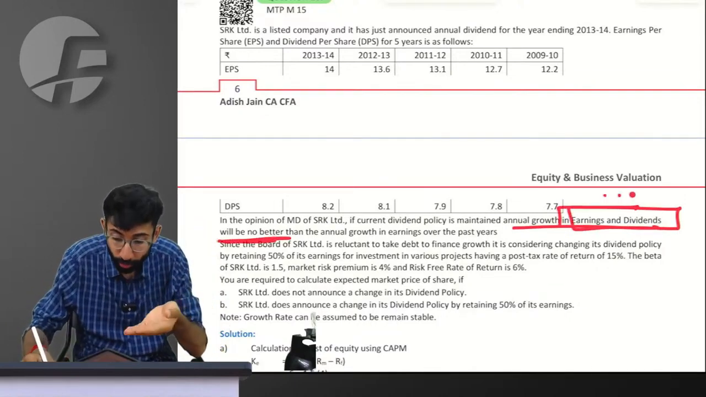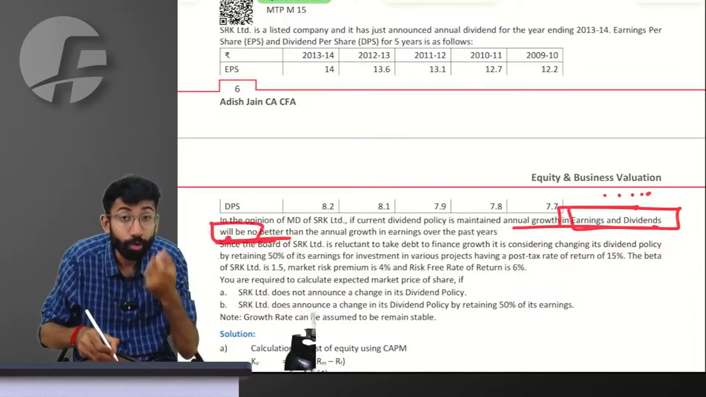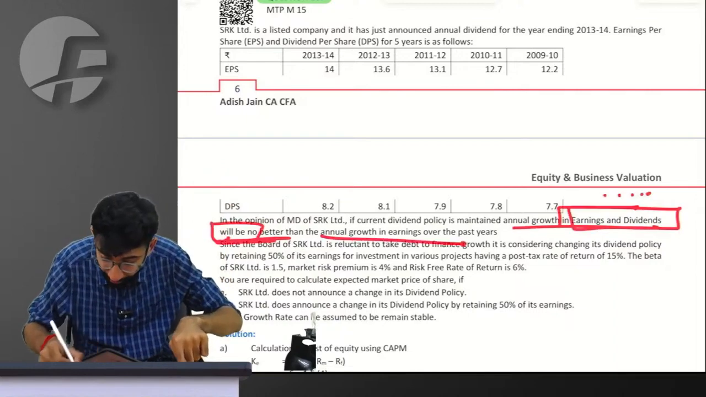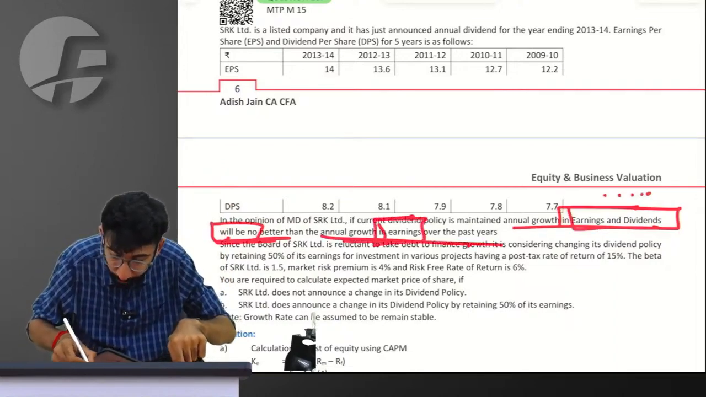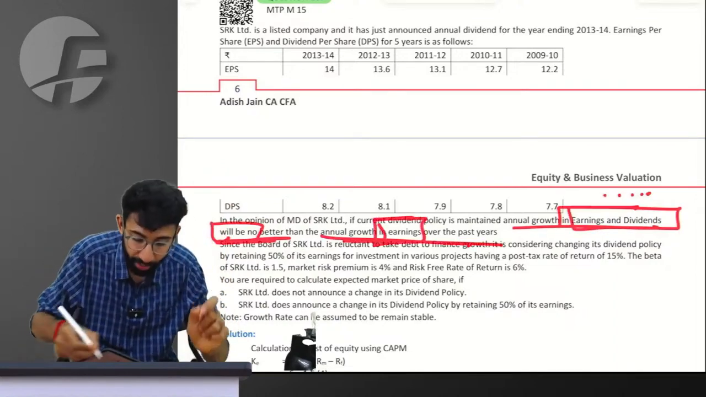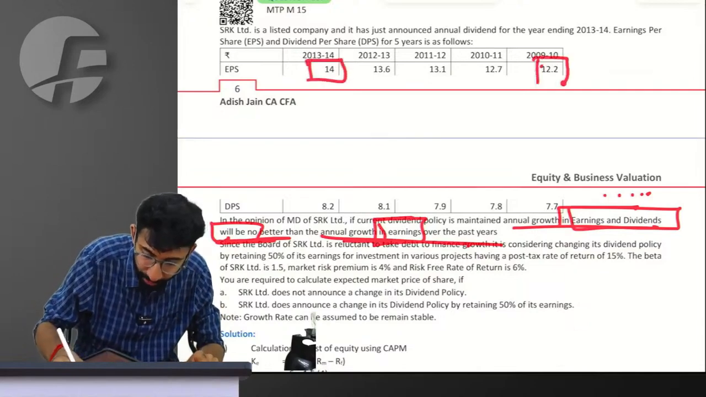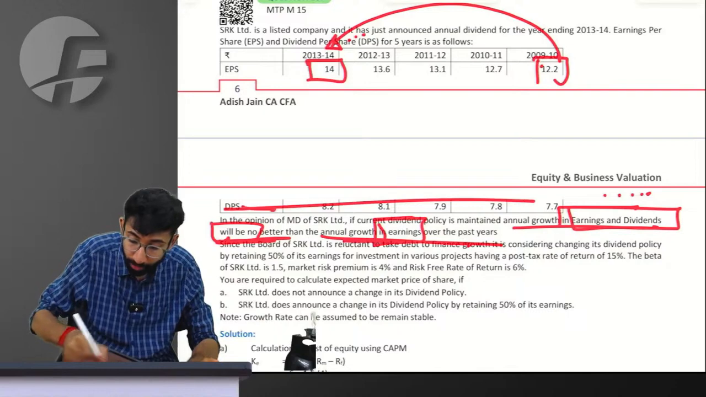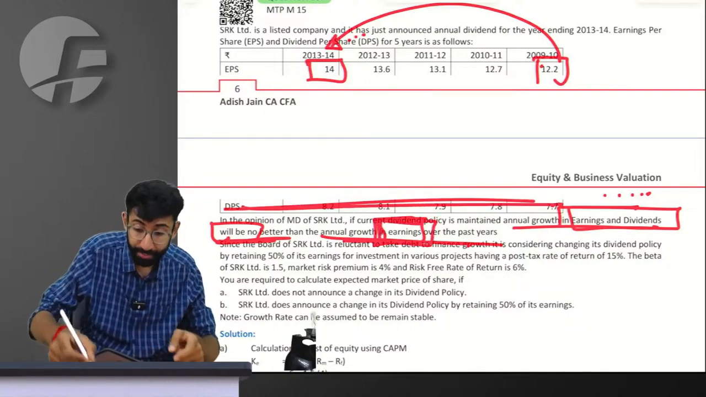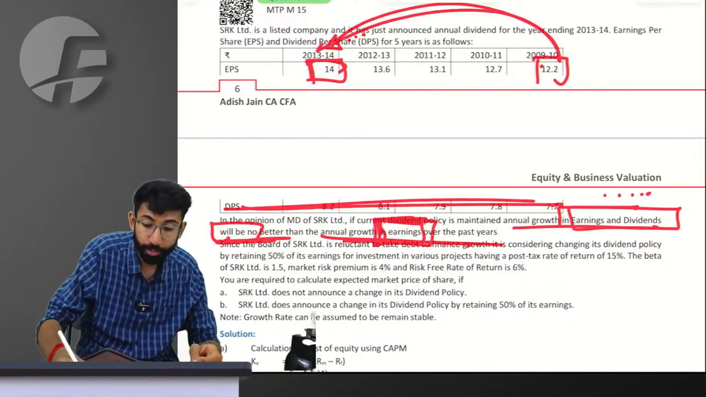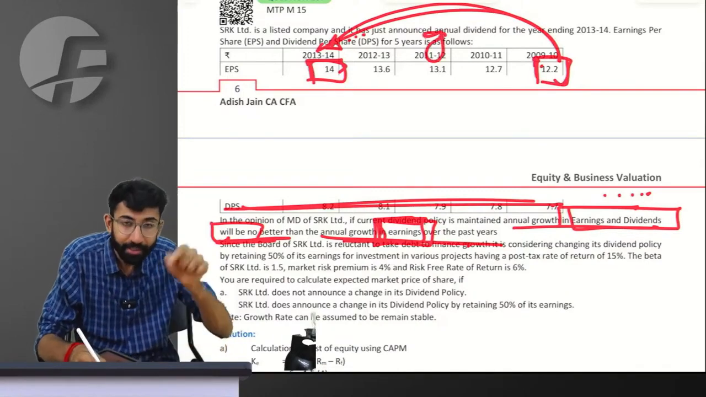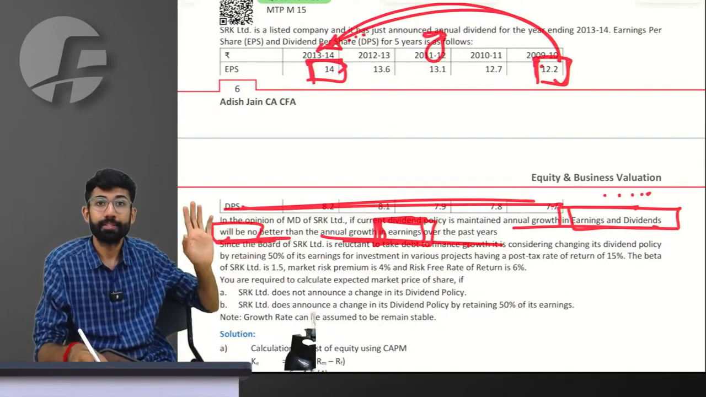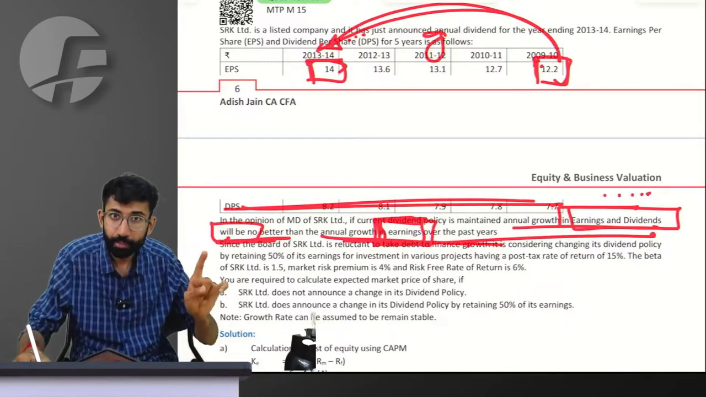Sir, how do you know they are talking about future? Obviously they are using the word will. Dividends and earnings growth will not be better than annual growth of earnings over the past year. Meaning to say, in the past year, find out what was your earning growth rate. Not dividends growth rate, earnings they are saying. In the past, what was your earning growth rate? Find that out. And that will be the future growth rate of both earnings and dividends. Simple? Cool. Fine.